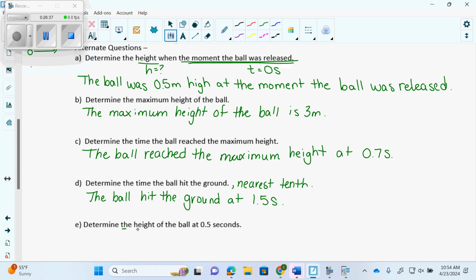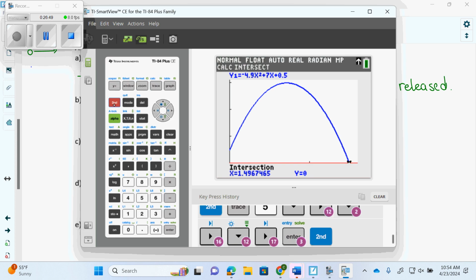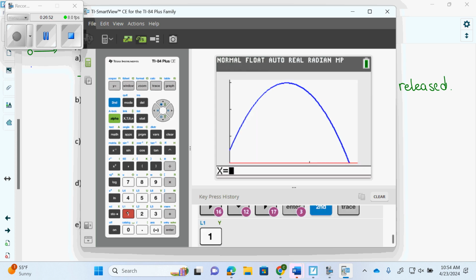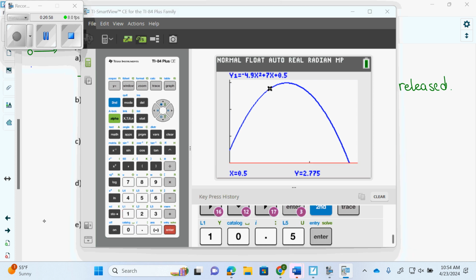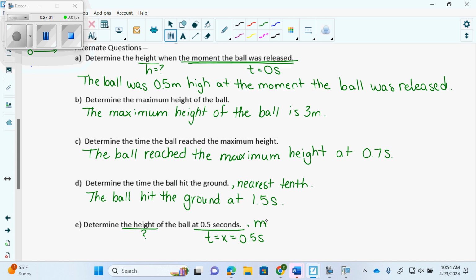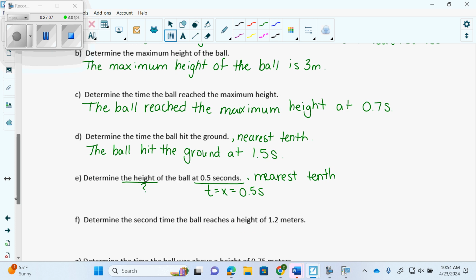And this one says determine the height of the ball at 0.5 seconds. So that's t, which equals x, which equals 0.5 seconds. Correct? So we can either plug it into the t's of our equation, or we can go second trace value. What was it again? Which is 2.775. So if I go nearest tenth, it would be 2.8. The ball hits a height of 2.8 meters. Meters, right? Yeah.